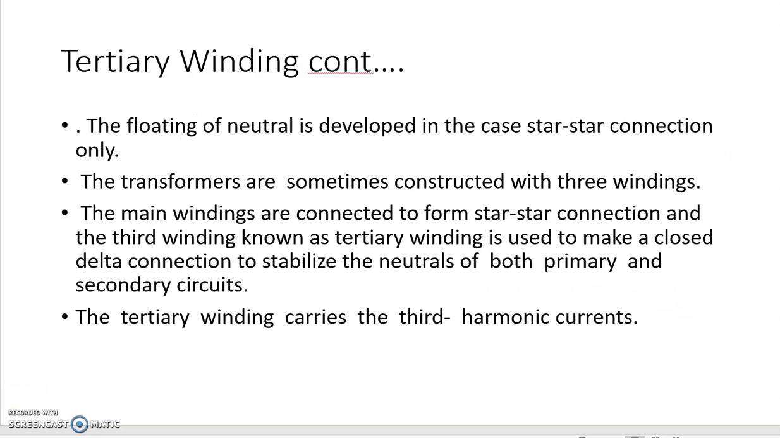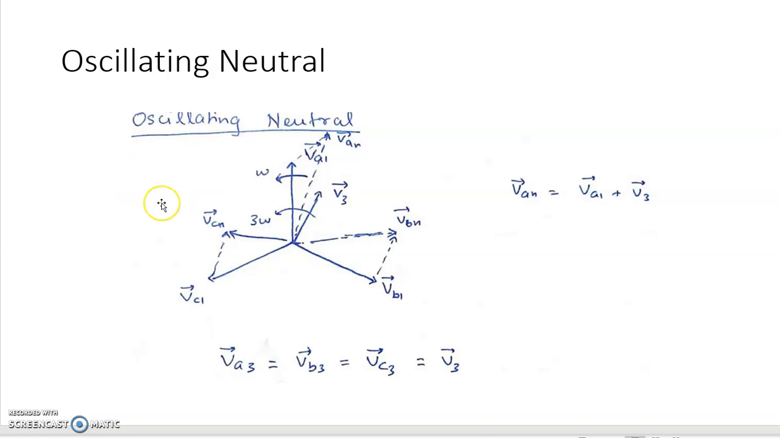So heading to the next is oscillating neutral. As you can see from the waveform, the voltages are 120 degrees apart from each other, and their respective VAN, VBN and VCN diagrams with respect to neutral. Okay. So what is this oscillating neutral actually?